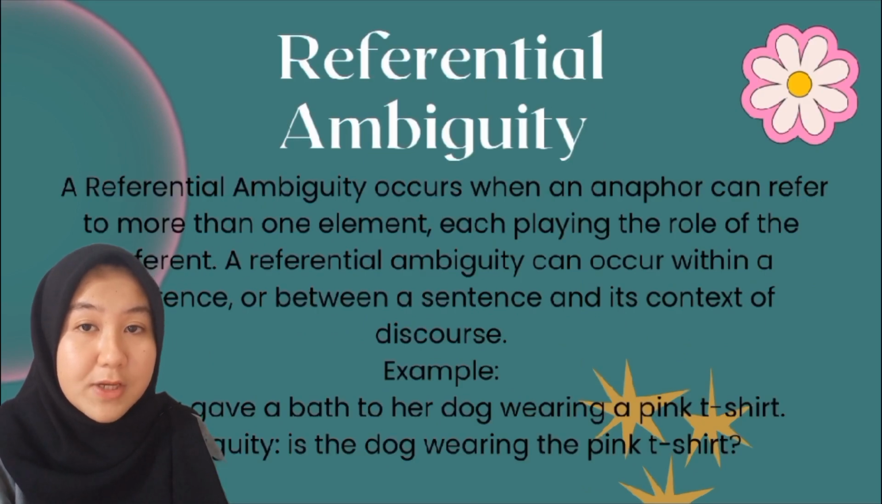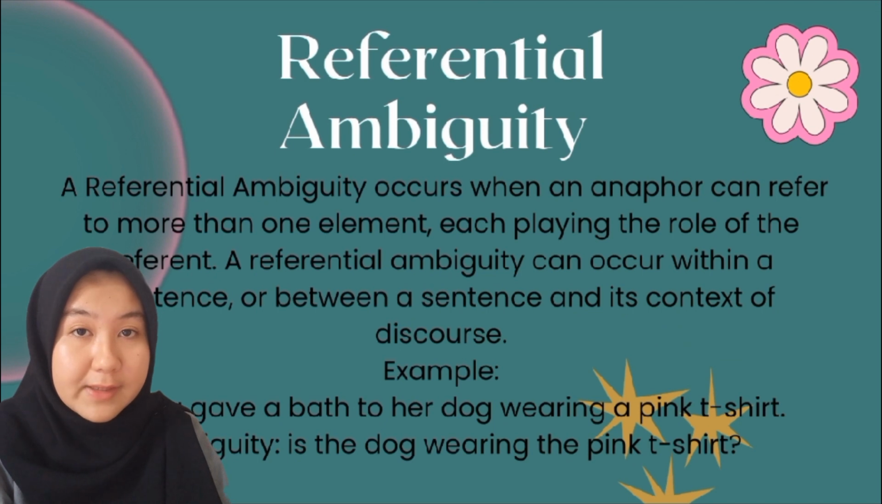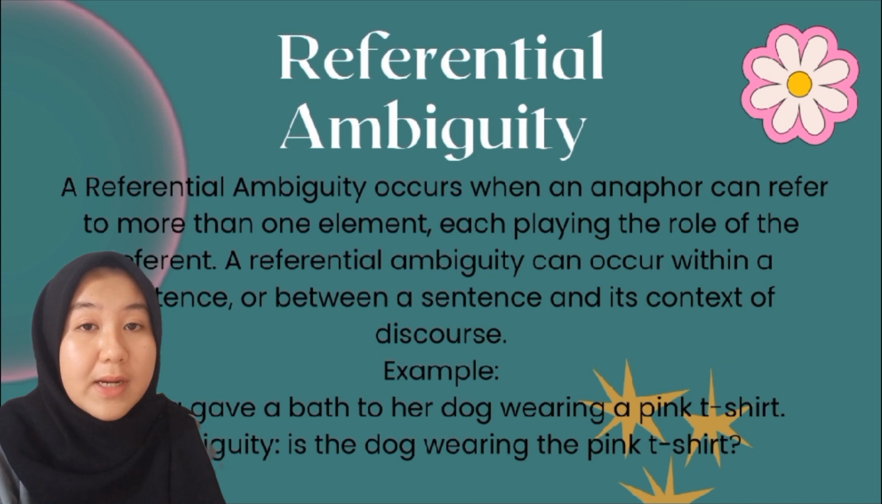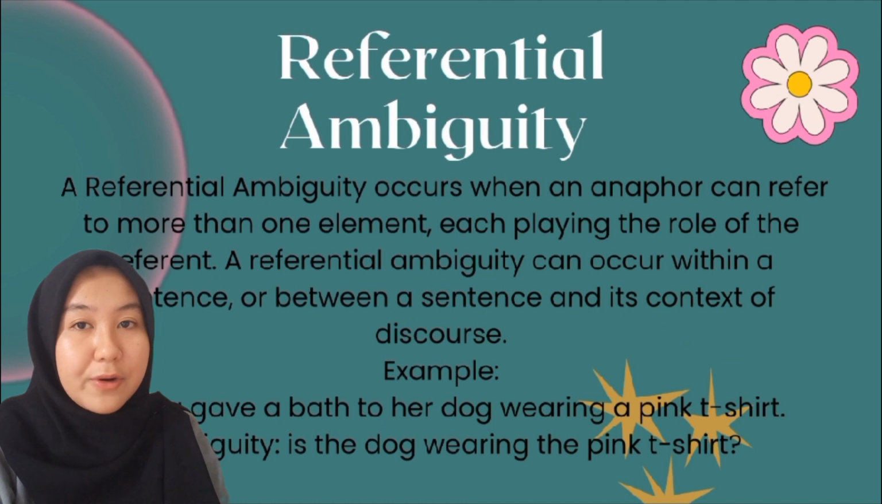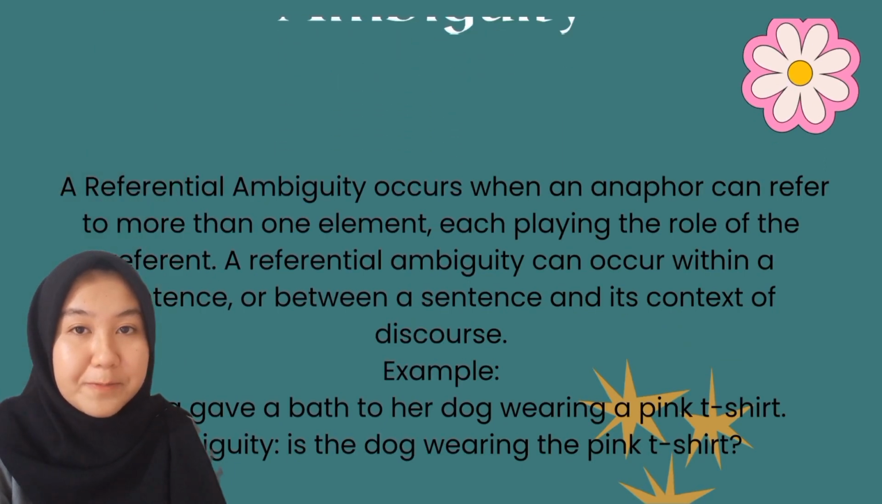Okay, the last slide is about referential ambiguity. A referential ambiguity occurs when an anaphor can refer to more than one element, each playing the role of the referent. A referential ambiguity can occur within a sentence or between a sentence and its context of discourse. The example is: Ariana gave a bath to her dog wearing a pink t-shirt. The ambiguity is whether the dog is wearing the pink t-shirt or Ariana is wearing the pink t-shirt. So it makes the sentence ambiguous.